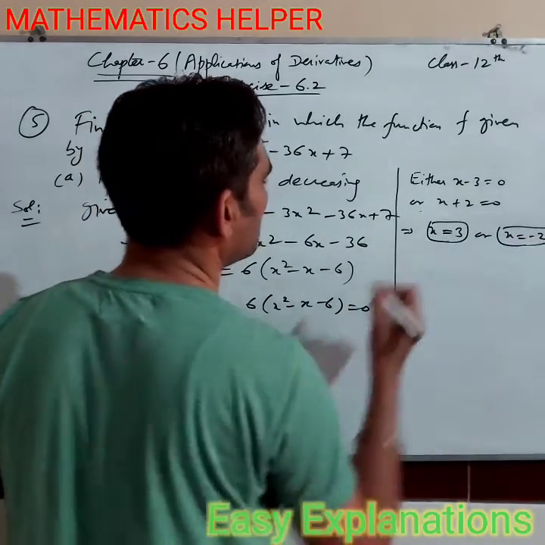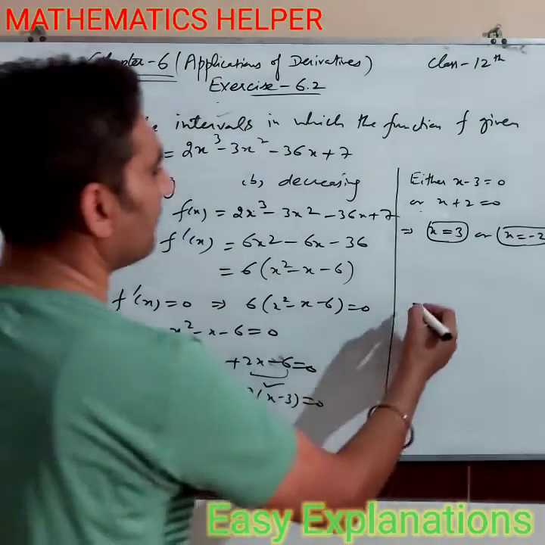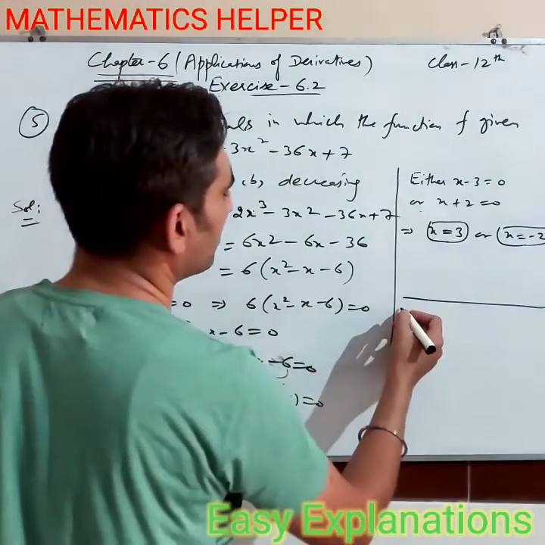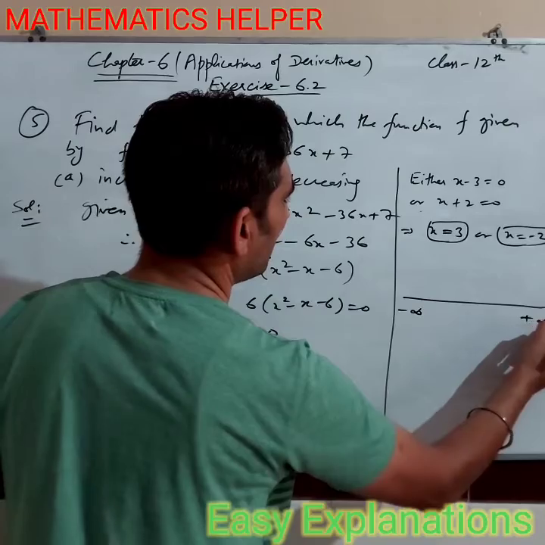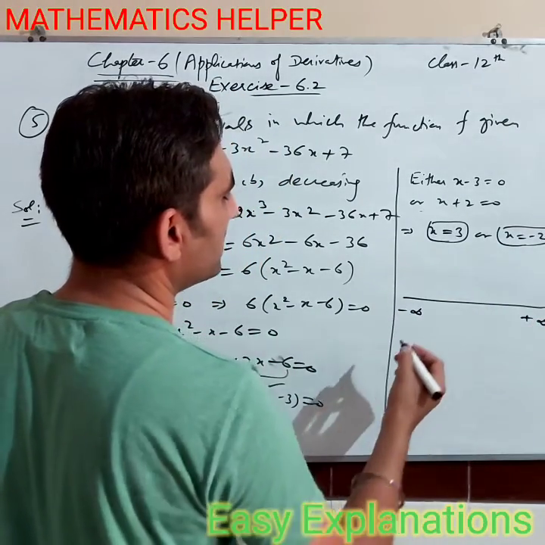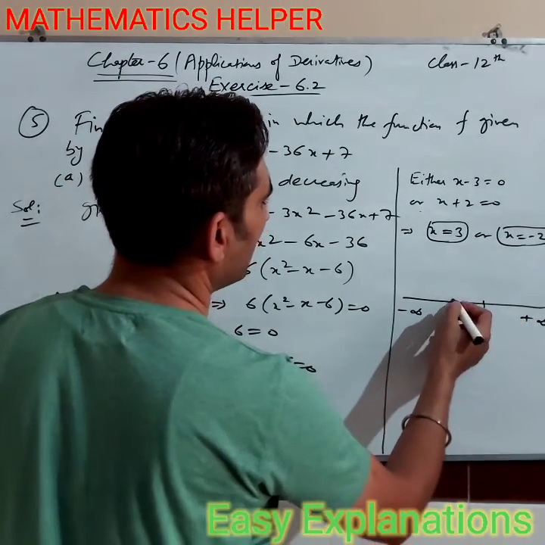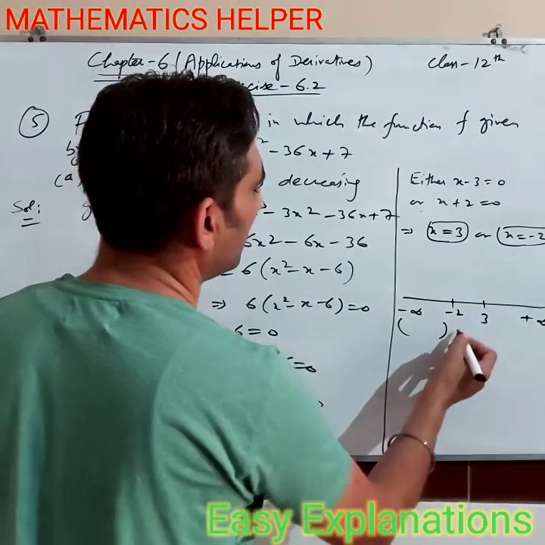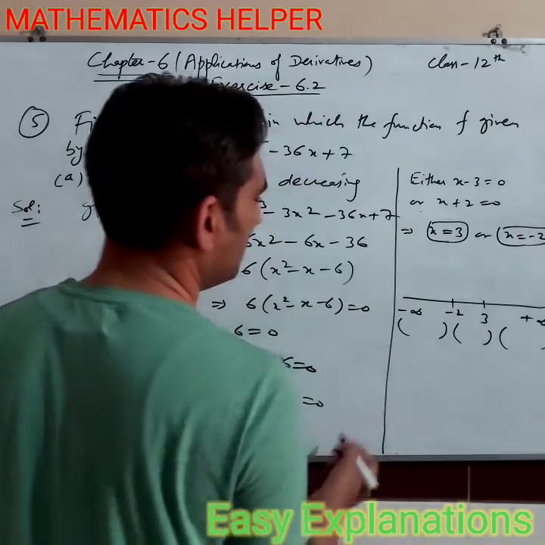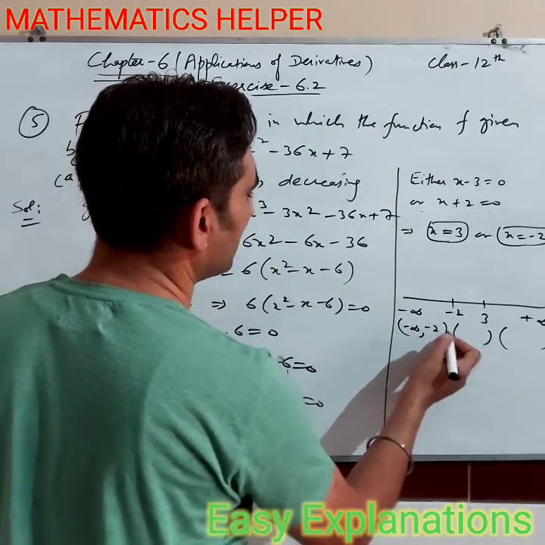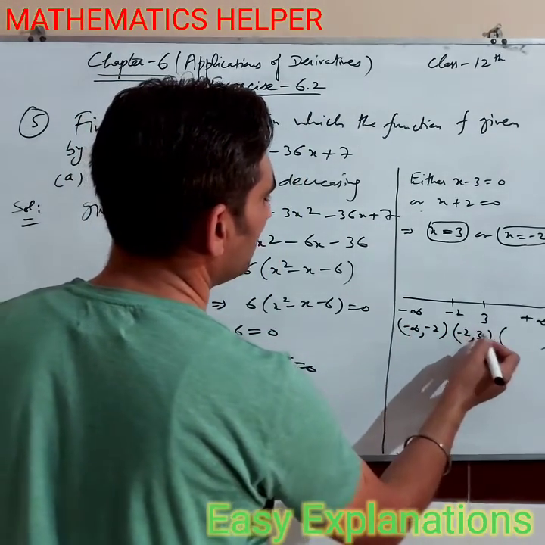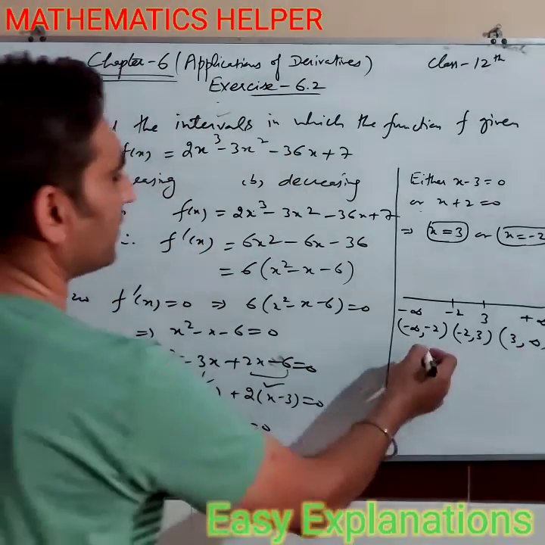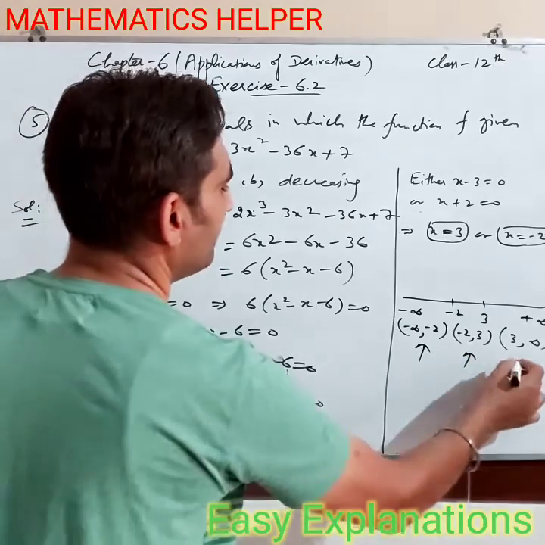x is 3 or minus 2. Just imagine we have a number line. There is no particular type of numbers given, so we have to consider the real number line. If I mark these 2 points, 3 here and negative 2 on this side, then it will divide our whole interval into 3 disjoint intervals. First one from minus infinity to minus 2, second from minus 2 to 3, third from 3 to infinity. So we have to check our answers for these 3 intervals.